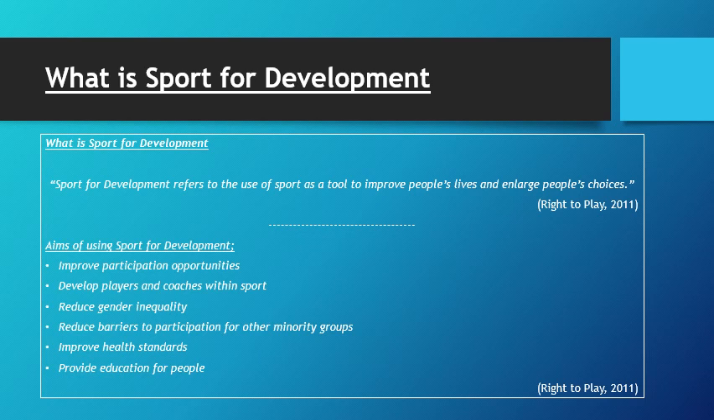What is sport for development? Sport for development refers to the use of sport as a tool to improve people's lives and enlarge people's choices. The aims of sport for development are to improve participation opportunities, develop players and coaches within the sport, reduce gender inequality, reduce barriers to participation for other minority groups, improve health standards and provide education for people.